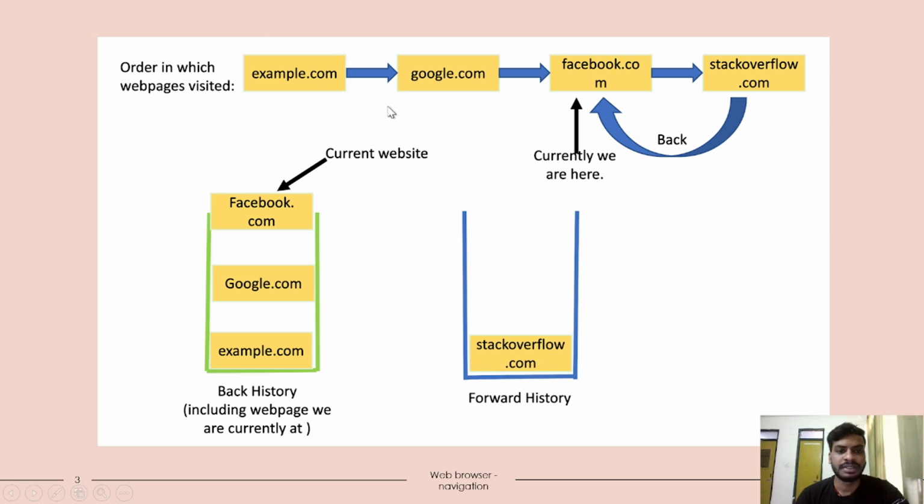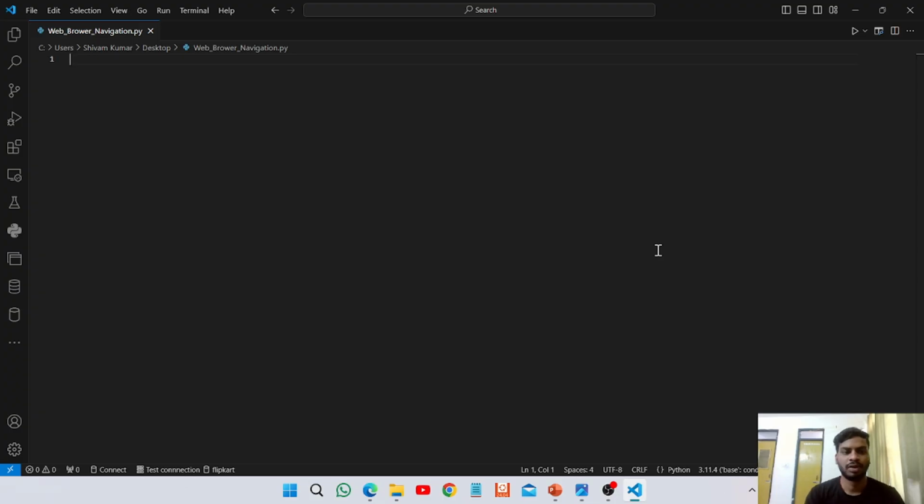So this is web browser navigation using a doubly linked list, and we will implement the same thing in code. Now let's begin with the code for implementing web browser navigation using a doubly linked list. For that, we will use the Python language. Let's take our class PageNode.